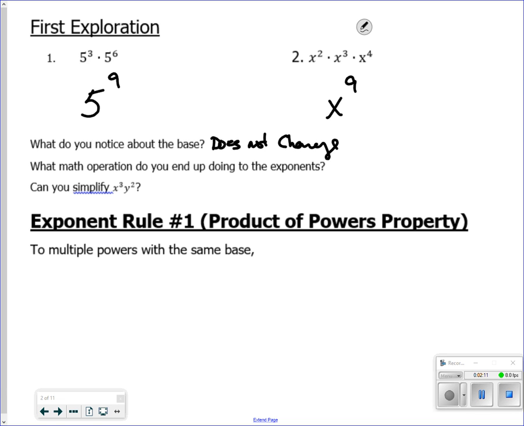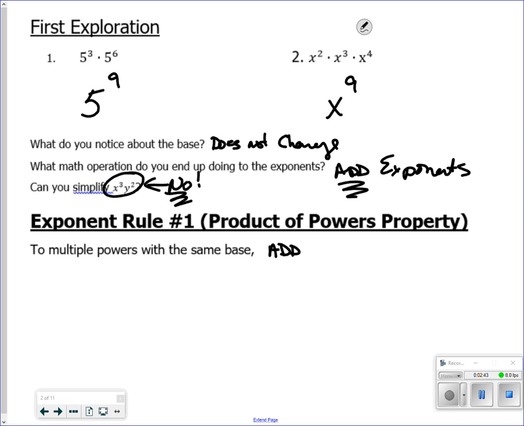Now, what happens to the exponent? You add. Anytime you multiply powers, you must have the exact same base, and you add the exponents. Can I simplify x to the 3rd, y to the 2nd? The answer to that is no. Reason? Not the same base. So exponent rule number 1, product of powers: when multiplying powers with the same base, add exponents and keep the base the same.